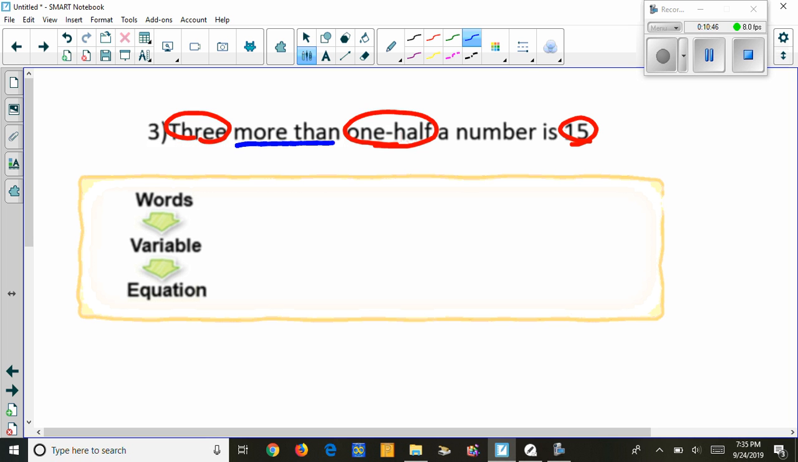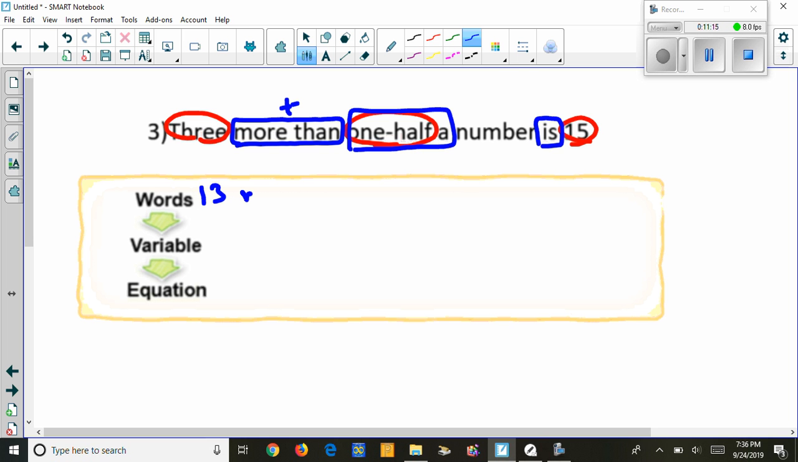3 more than, again, is that addition. 1/2 a number. Now, this might look strange, but I'm going to box in 1/2 a number, because that's going to be my hint that I am doing 1/2 times a number is 15. So let's write that out using the numbers instead of some of those words.